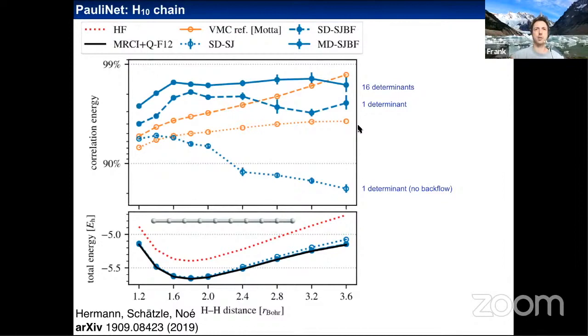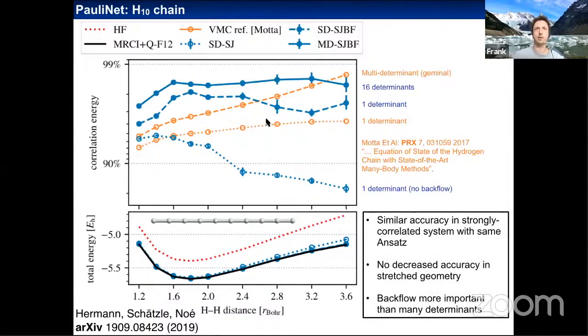And what we report here is basically the results of PauliNet with 1 determinant without backflow, 1 determinant with backflow. That gets us to about 97 to 98% of the correlation energy. And then with 16 determinants, that gets us to 98 to 99%. This is compared to specialized methods that were really designed to solve this H10 chain well. We're using the same PauliNet that we've used for the single or diatomic molecules. So this is not tailored at all for this system. It's out of the box.